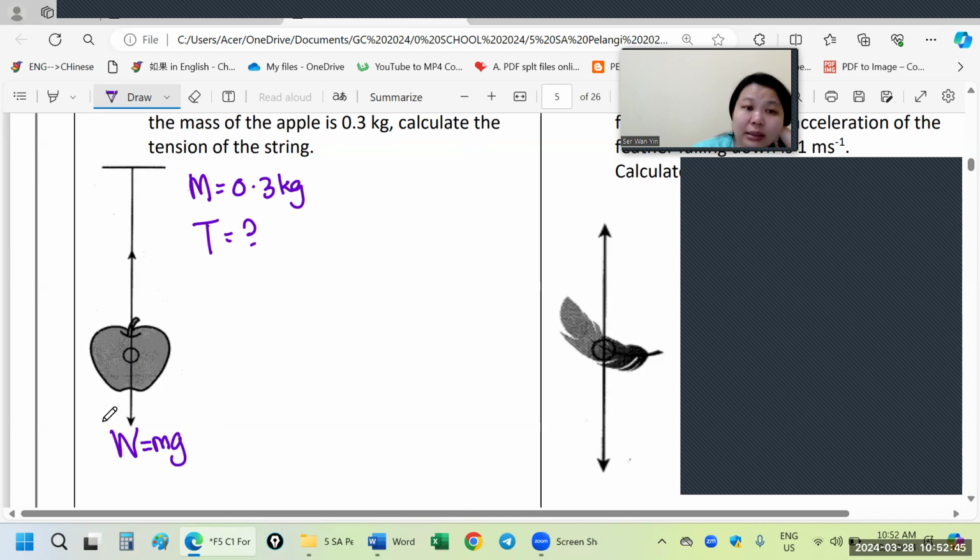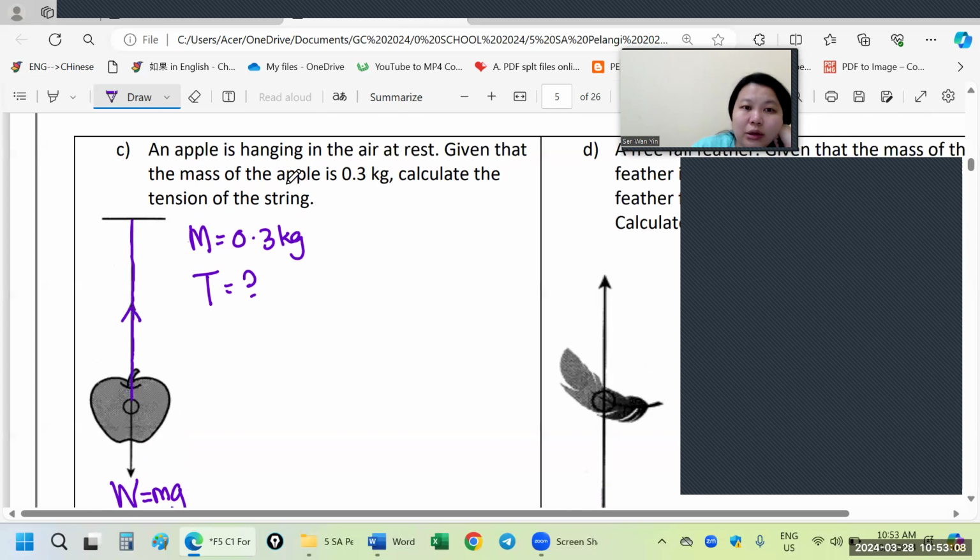Weight is a force. So what is T? Sorry, what is this force? What force is it? Air resistance. Thank you. But not air resistance. Actually, here we have a string. So thank you, MF, thank you, Angel. Actually, this is the tension of the string. Since it's hanging on a string, it means it's a solid thing.